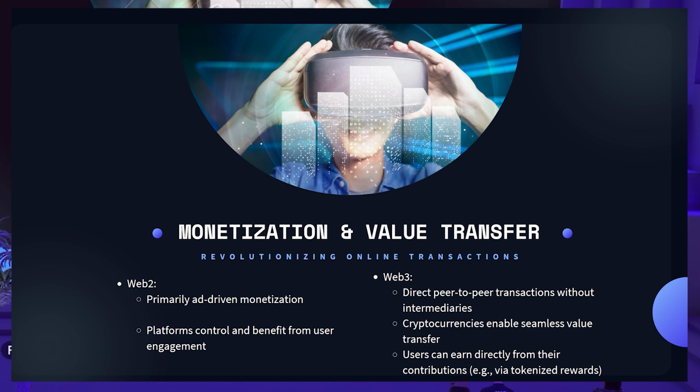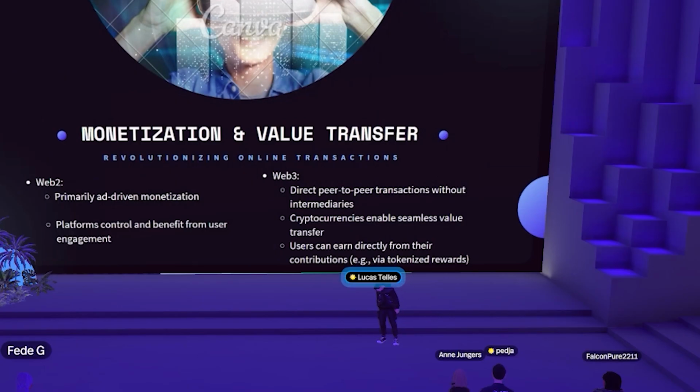So this slide basically encapsulates the profound transformation we are witnessing in the way the internet handles monetization and the transfer of value. In the Web2 era, which has characterized the internet for quite some time, monetization has primarily been ad-driven. Digital platforms and service providers have leveraged user data to deliver targeted advertisements, effectively controlling and benefiting from user engagement. While this ad-driven model has sustained the free availability of many online services, it has also raised valid concerns about data privacy, as well as the concentration of power and profits in the hands of a few tech giants.